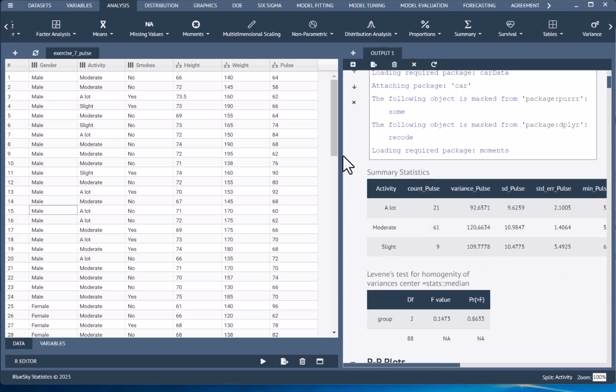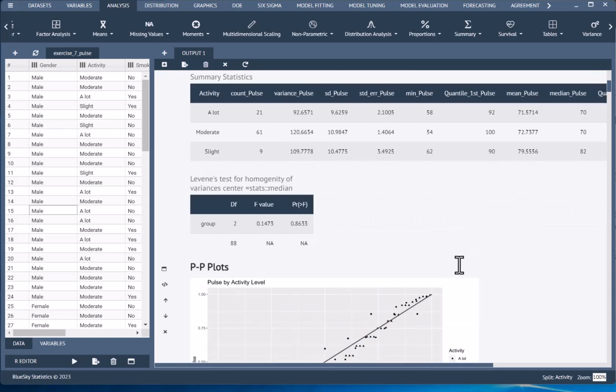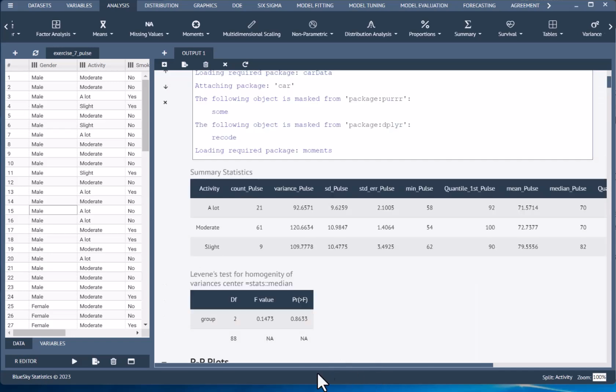Levene's test gave us this output. First it gives us a lot of summary statistics, but the bottom line is Levene's test for homogeneity of variances says that the p-value is 0.8633, which is greater than 0.05. So we can assume for our purposes that the variance of the three different activity levels is consistent, homogeneous.